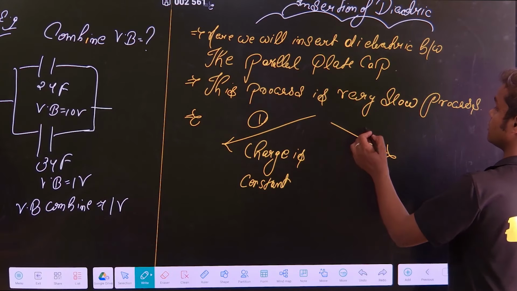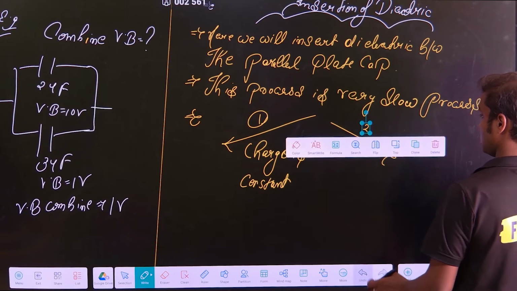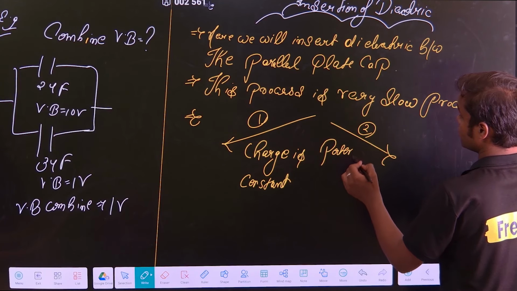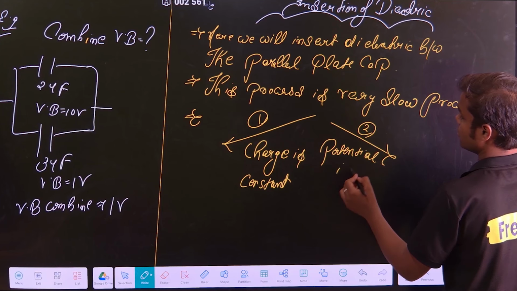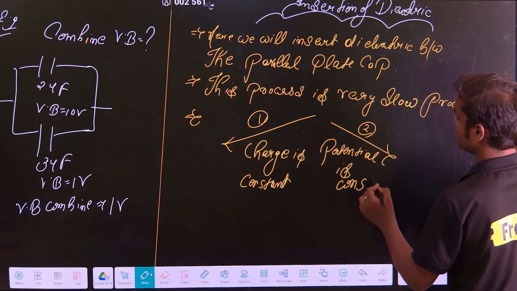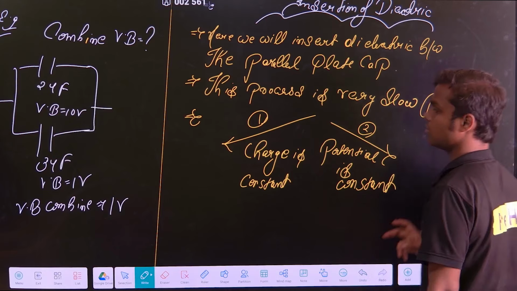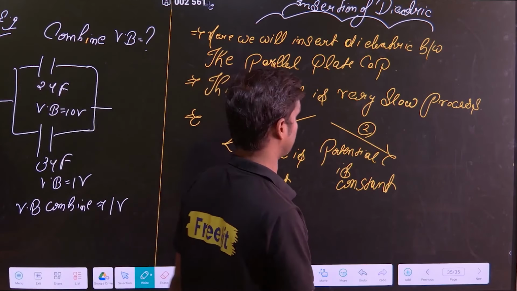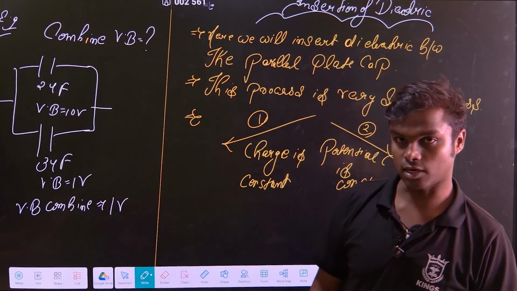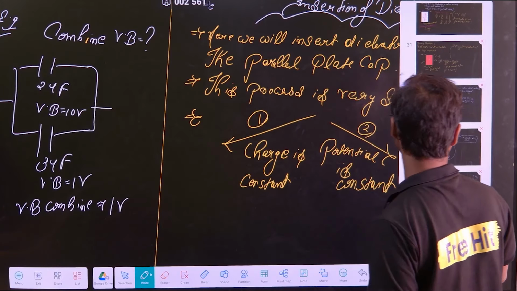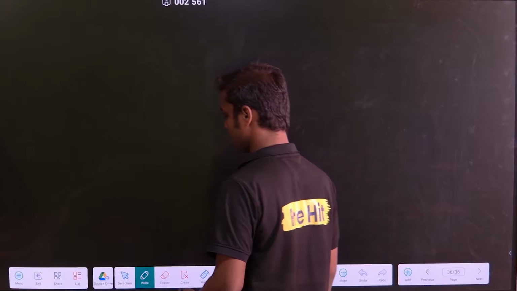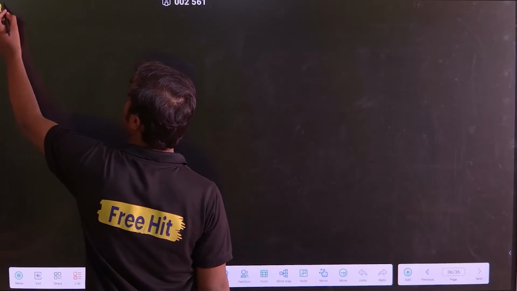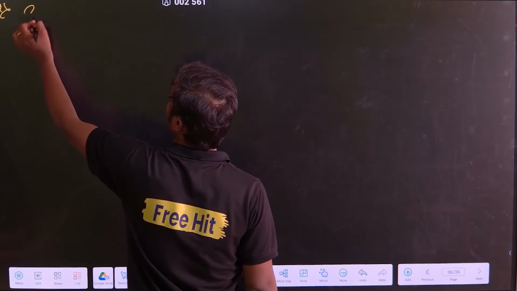This is the first way to do this. Second way is when potential is constant, that is the second method. So we will analyze these two methods and we will obtain some conclusion. That is the thing. So let us start this. First we will talk about when the charge is constant.